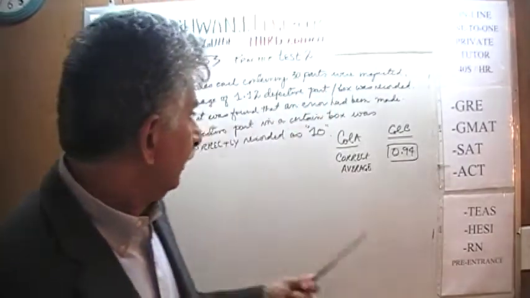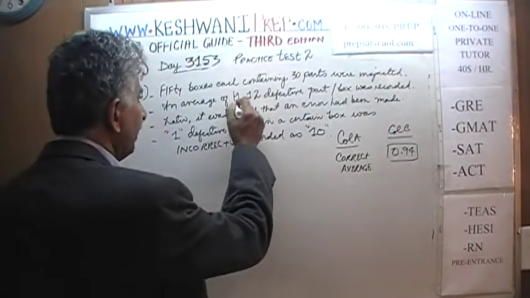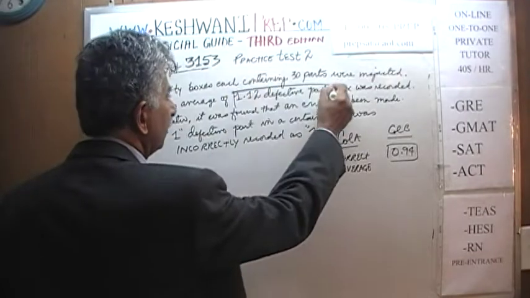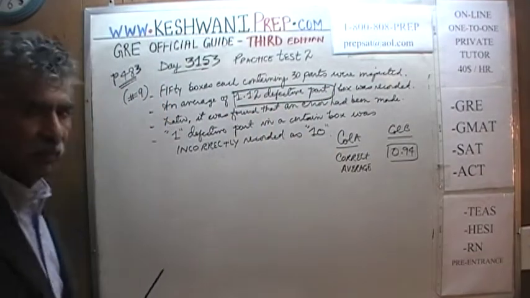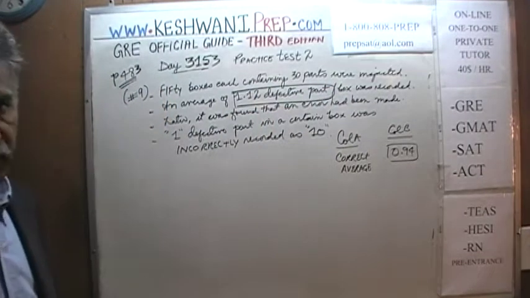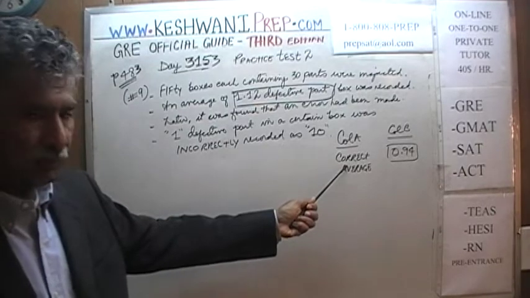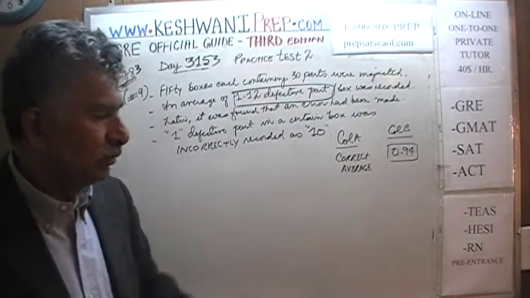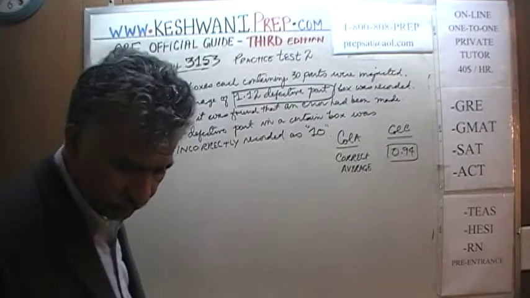The question is, this was the average that was reported to the management, 1.12 defective parts per box. What's the real average? What is the correct average and how does it compare to 0.94? Enough of the talk, let's do it together, shall we?